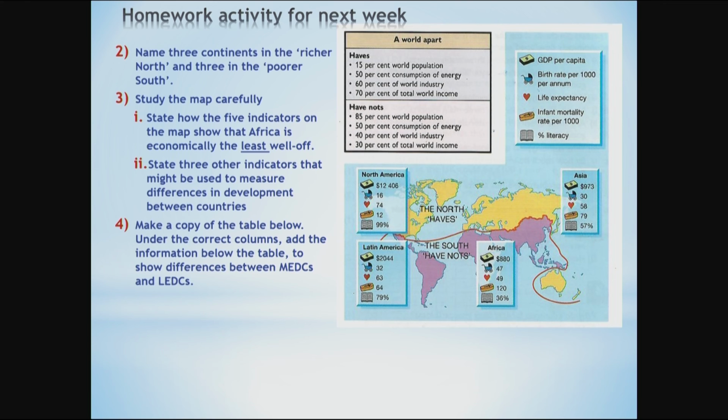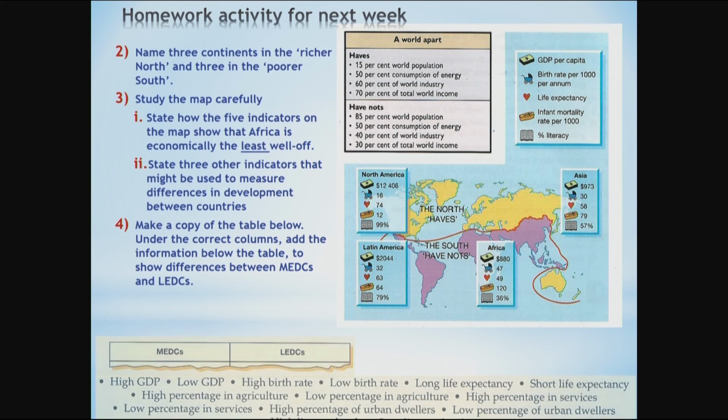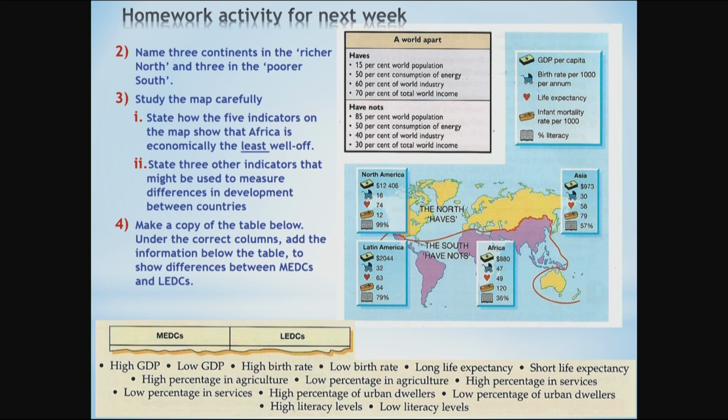Whereas for question 4, you have to make a copy of the table below, where you have MEDCs and LEDCs, and under the correct column, add the information below the table to show the differences between MEDCs and LEDCs. So you have all this information, high GDP, low GDP, high birth rate, etc. You're going to pick each one and choose whether you are talking about MEDCs or LEDCs. So these 4 questions are for next week.